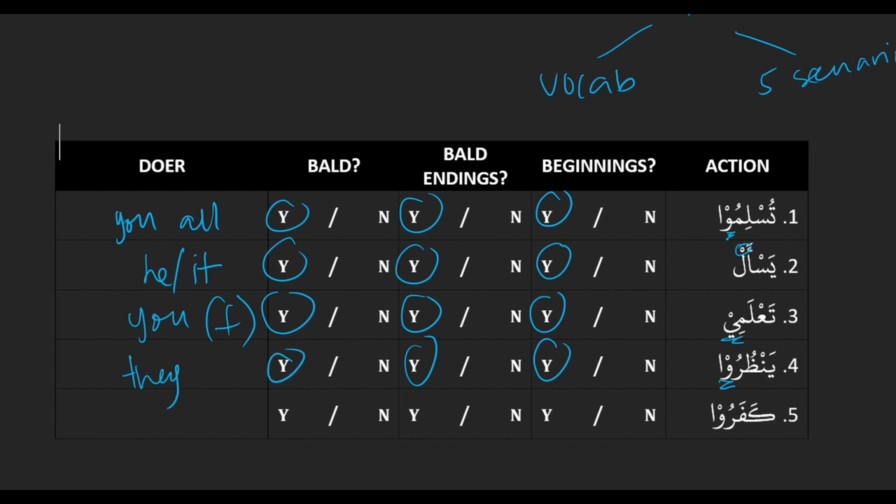Okay, last one. Kafaru. So we don't have a beginning. It's a ka. There's no present tense letter at the beginning. What does that tell us instantly? That it is not bald. It's not even present tense, and bald only occurs in present tense. So we know it's past tense, so it doesn't have a bald ending. It's not a bald action because bald can only happen in present tense. And what's the embedded doer here? They. Good. Are we clear on bald actions? Yep.